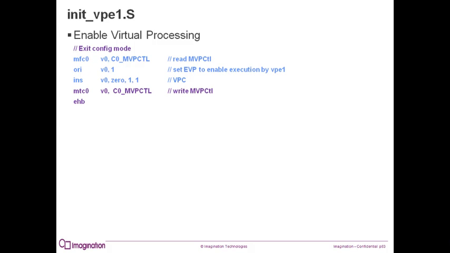This is the path the code falls through when there are no VPEs or TCs left to initialize. The code needs to enable virtual processing and take the processor out of virtual processor configuration mode. It will read the MVP control register, set the EVP bit, and clear the VPC bit, and then write it back to the MVP control register.